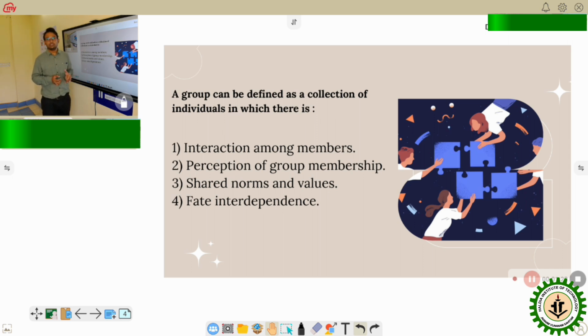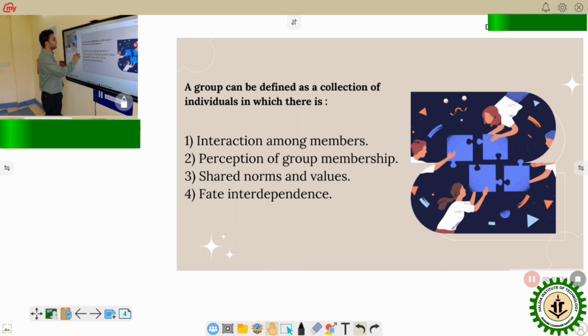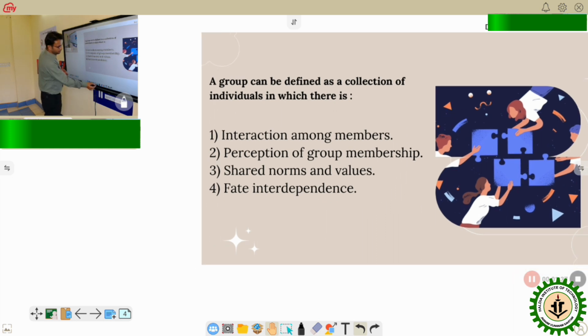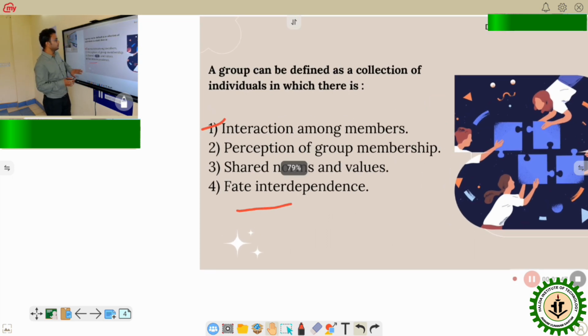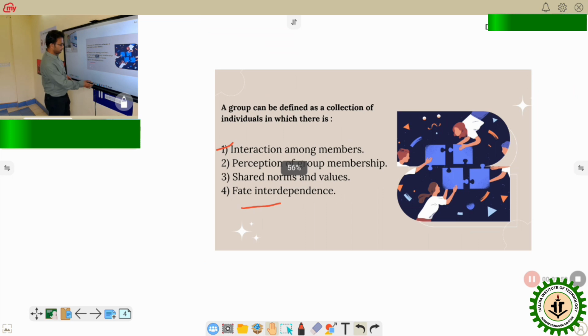What are the features of a group? The features are, first I would like to say, interaction among members. That means members can interact with each other. Members should interact with each other. Second feature is perception of group membership.